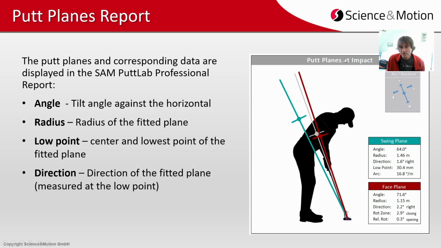There is data for impact for the swing plane on angle. The tilt angle is relative to the horizontal. In this case, swing plane angle is 64 degrees. We show the radius, in this case 1.46 meter. We show the direction of the planes. For the swing plane, the direction is 1.6 degrees to the right. We show the position of the low point of the plane, which is 30.4 millimeters before impact, and we show additional data, for example, on arc or relative rotation.